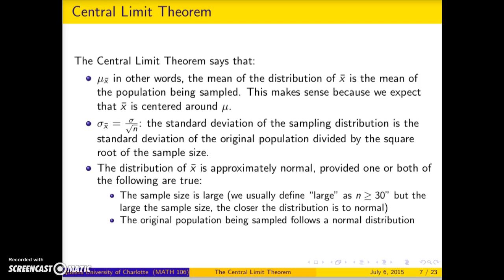And the last thing it says is we also know that x bar follows an approximately normal distribution as long as one or both of these are true. First, we either need the sample size to be large. By large, we mean 30. That's usually the cutoff. So if the sample size is greater than or equal to 30, we consider it to be a large sample, and thus x bar follows a normal distribution. Alternatively, if we don't know the sample size is large, but we still know that the original population being sampled follows a normal distribution, we can still say that x bar follows an approximately normal distribution, which in our circumstances you would be told that the original population follows a normal distribution.